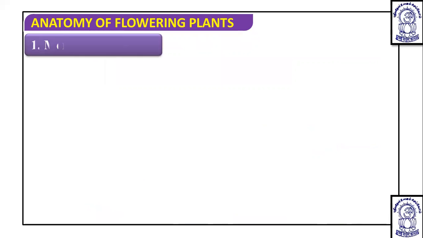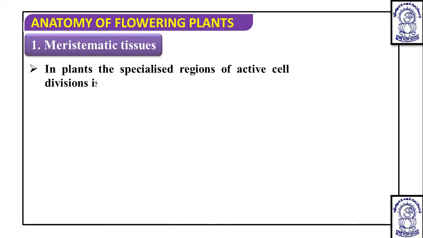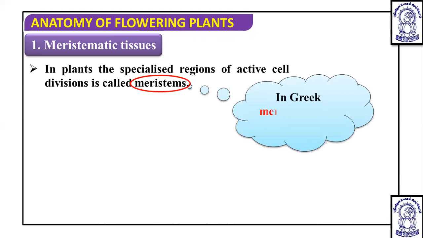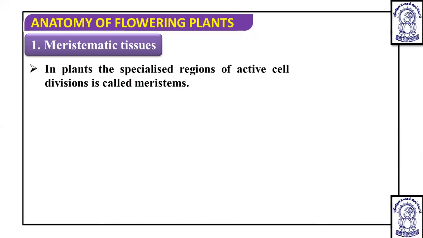Now, first we talk about the meristematic tissue. In a plant, the specialized regions of active cell division are called meristems. Meristems are nothing but the regions, the sites, where the meristematic tissue is located. In Greek, meristos means divided. Because of this, the region where meristematic or dividing tissue is located is named meristems.